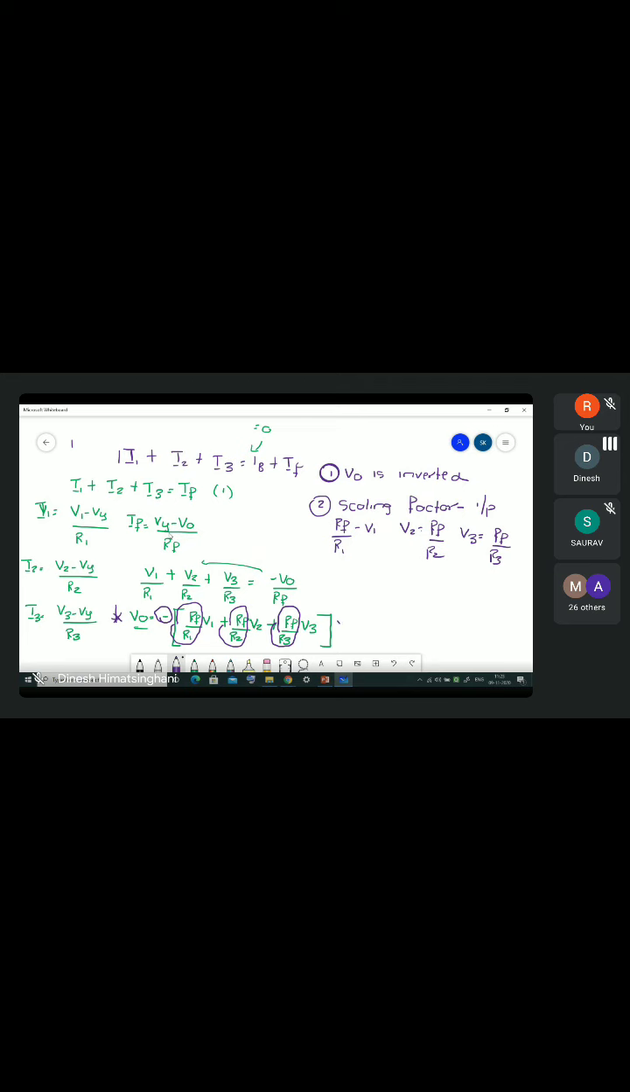So what you observe from this equation is that your output voltage is inverted. It is not only scaled, the output voltage is also inverted by the minus sign. Each input voltage is scaled by the factor RF upon R1 for V1, RF upon R2 for V2, RF upon R3 for V3, and it is addition. That is why the circuit is called a summing amplifier. Is this very, very clear?